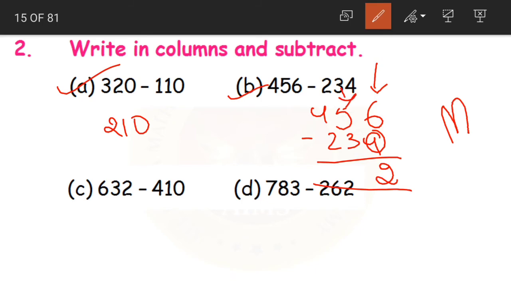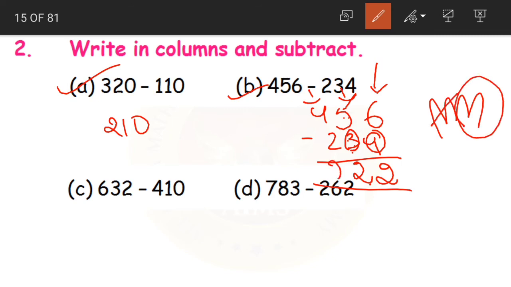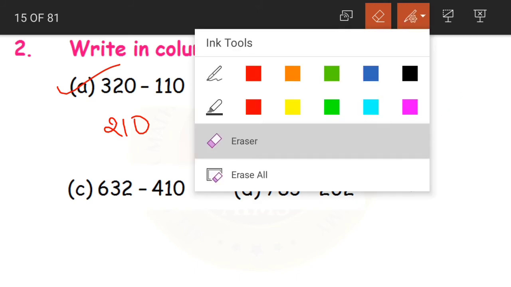Now coming to the tens place, 5 minus 3. Again keep 3 in mind. After 3 we have 4, 5. How many fingers? 2. So 5 minus 3 is equal to 2. Coming to the last place, which is our hundreds place, 4 minus 2. Open 4 fingers and close 2 fingers. How many are we left with? 2. So again 4 minus 2 is equal to 2. So the difference of 456 and 234 is 222. Clear, children, about question number B?